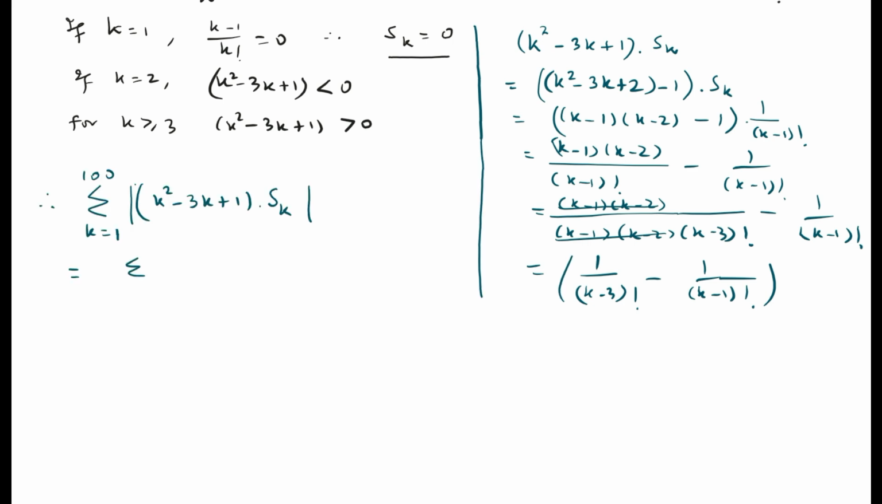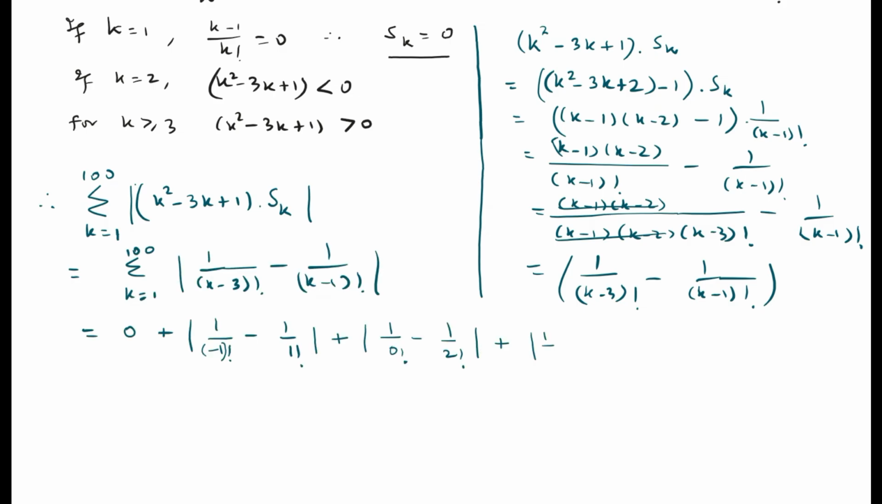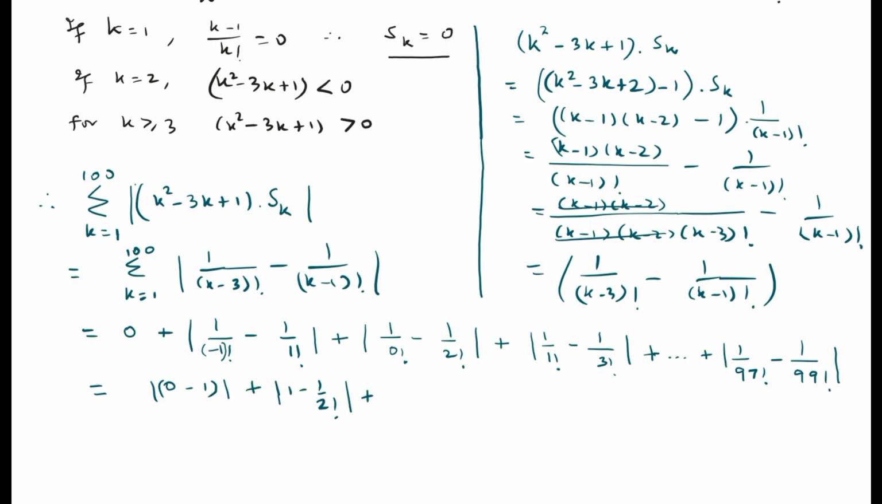So now we have to evaluate sigma k goes from 1 to 100 of modulus of 1 by (k minus 3) factorial minus 1 by (k minus 1) factorial. So we put in the values. At k equal to 1, the term gets you 0 and the other terms are as shown here. Now we can see that the term just after 0 is a negative term, so modulus of that will make it positive. That will come out as plus 1, and all the other terms can be taken out of the modulus sign because they are already positive.